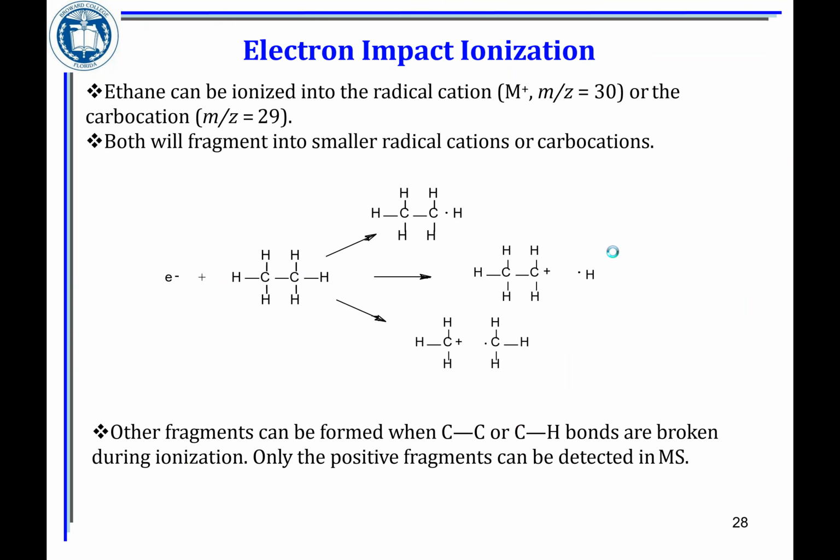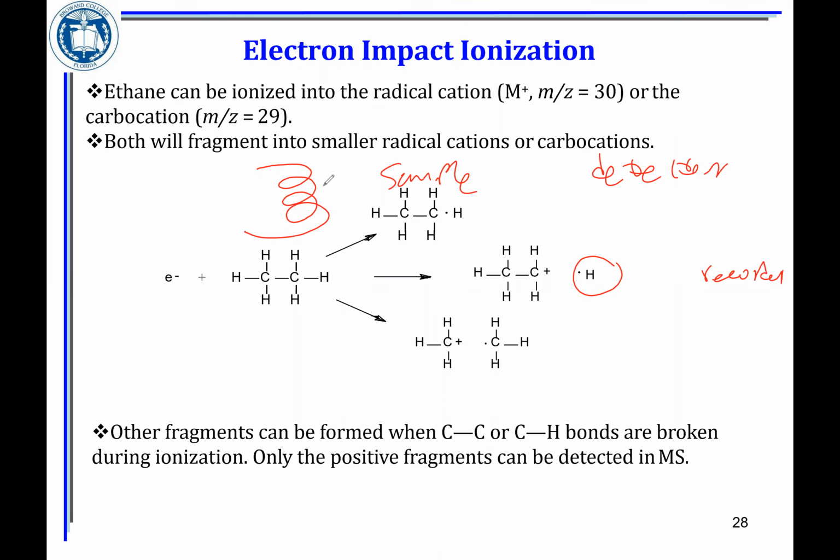Now, what happens to the free radical? Let's say you have your light source here, your sample, your detector, and your recorder. The light source hits the sample, which changes to cations and free radicals, cations and free radicals.